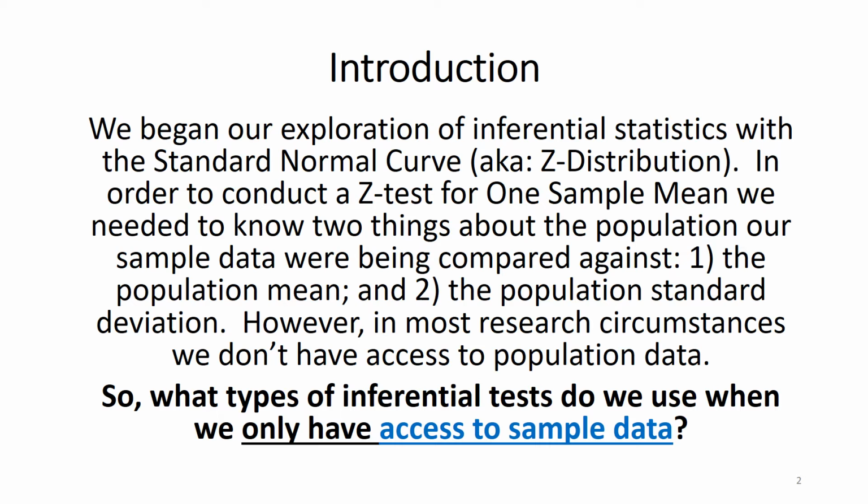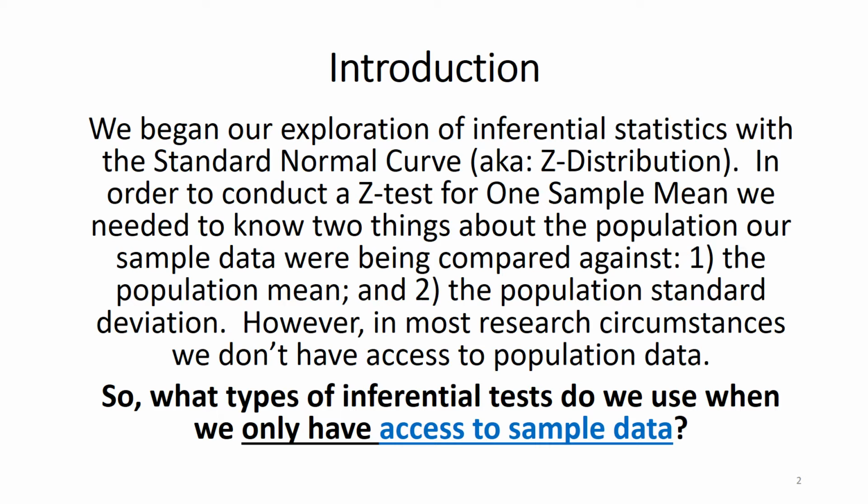In order to conduct a z-test for one sample mean, the one that we started with, we needed to know two things about the population that our sample data were being compared against. We needed to know the population mean as well as the population standard deviation. Now, however, in most research, we don't have access to population data. Usually we're comparing one group or one part of our sample versus another part of our sample, or we're comparing multiple samples together. And the key word that I'm saying here is sample. We usually only have access to sample data. We rarely have access to population data.